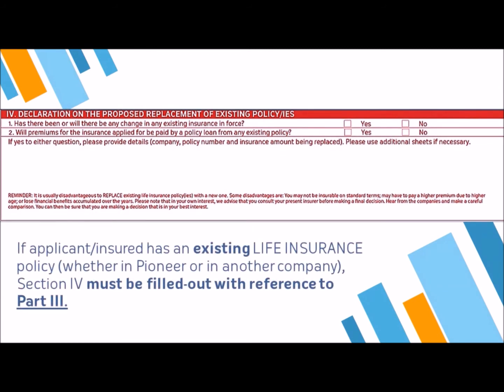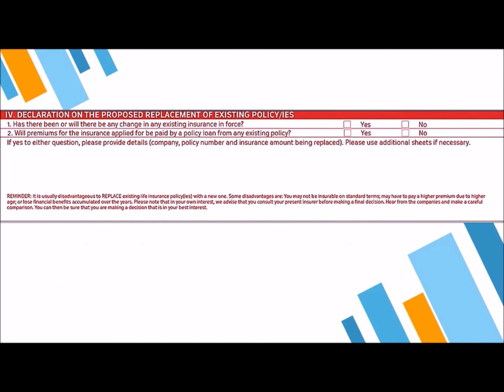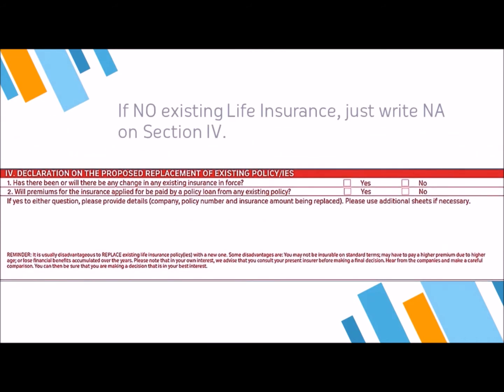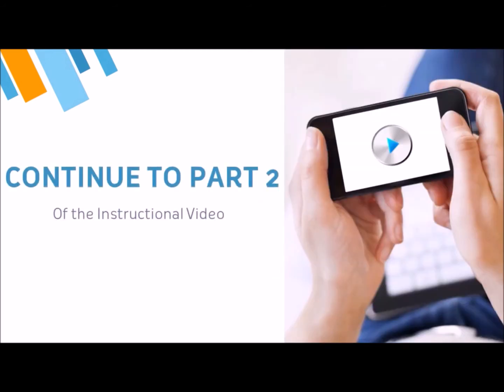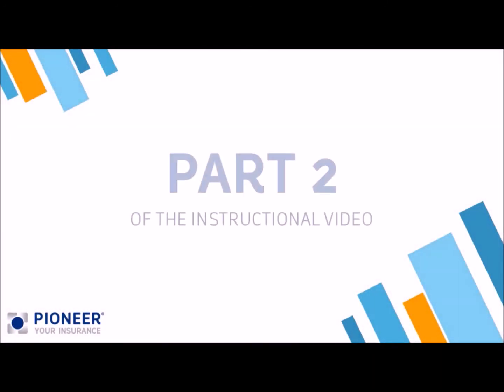If applicant insured has an existing life insurance policy, this section must be filled out with reference to section number 3. If no existing life insurance, just write NA on the space provided. Please continue to part 2 of the instructional video. This is part 2 of your instructional video.